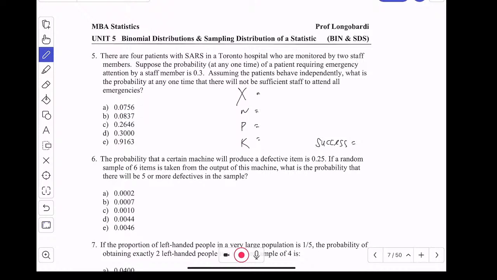Okay, so how is K defined here? K is what you're looking for. It's the number of successes you're looking for. It's X. So X is the number of successes out of n tries. So in the problem here, we're looking at 4 patients, and the success we're looking for is that there is sufficient staff.